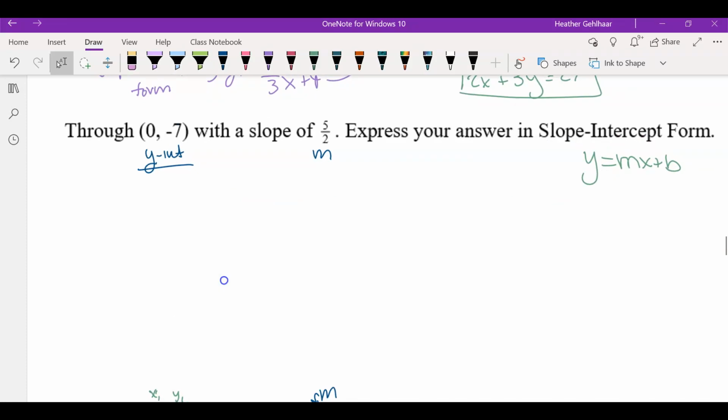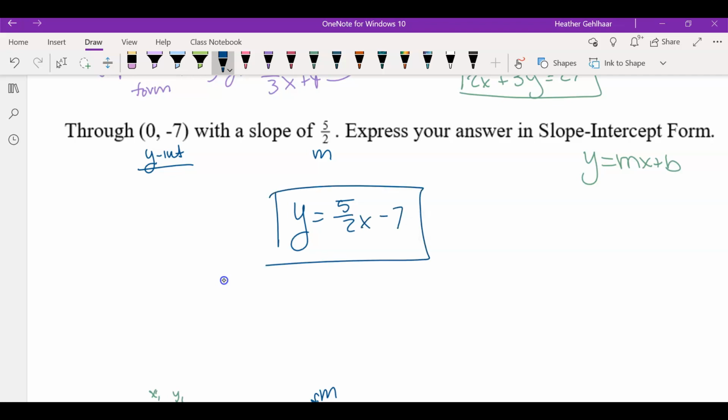The next question is asking us to write the equation through the point 0, -7 with this slope and express your answer in slope-intercept form. Wow, look at this. This is a y-intercept and we have a slope, so we are just going to literally plug them in. So y equals, our slope is 5 over 2x, and that's a -7, done deal. That's it. So when you have your y-intercept and your slope, you can straight up plug it in.